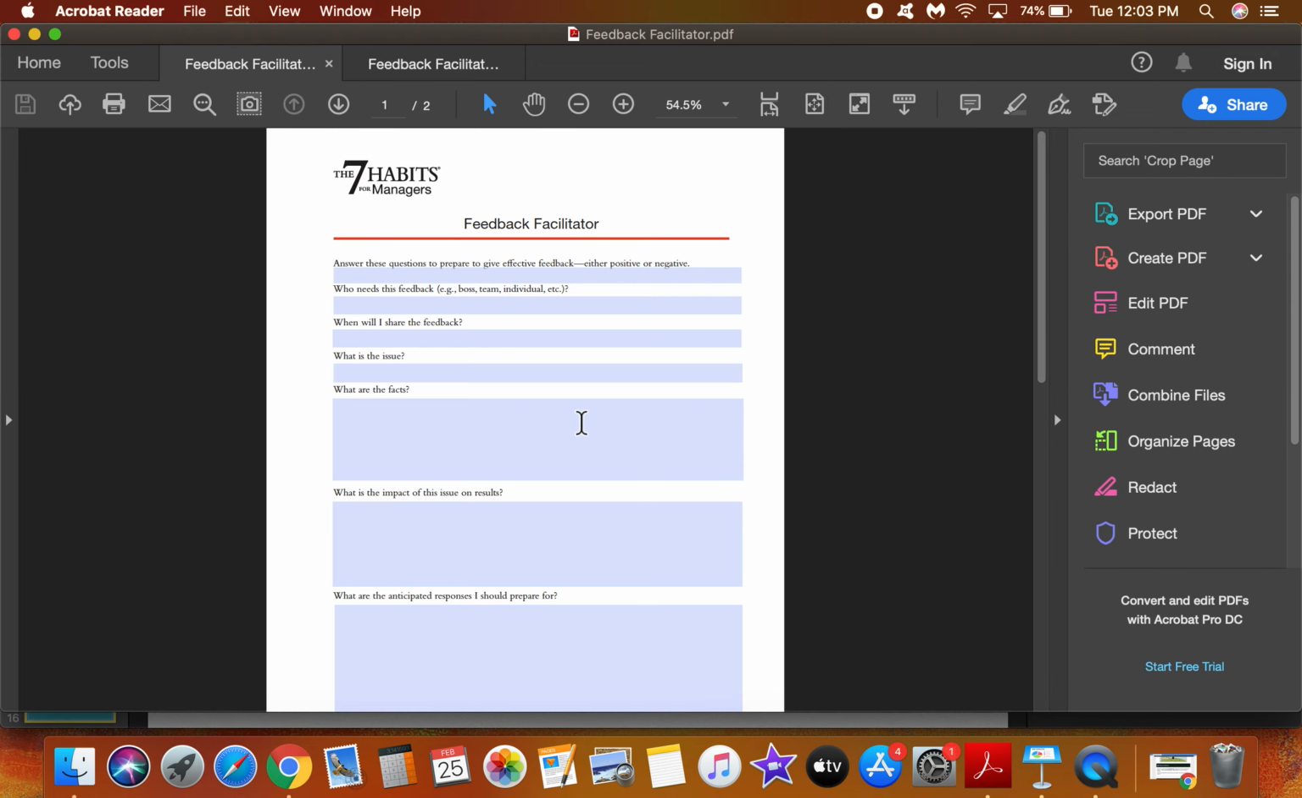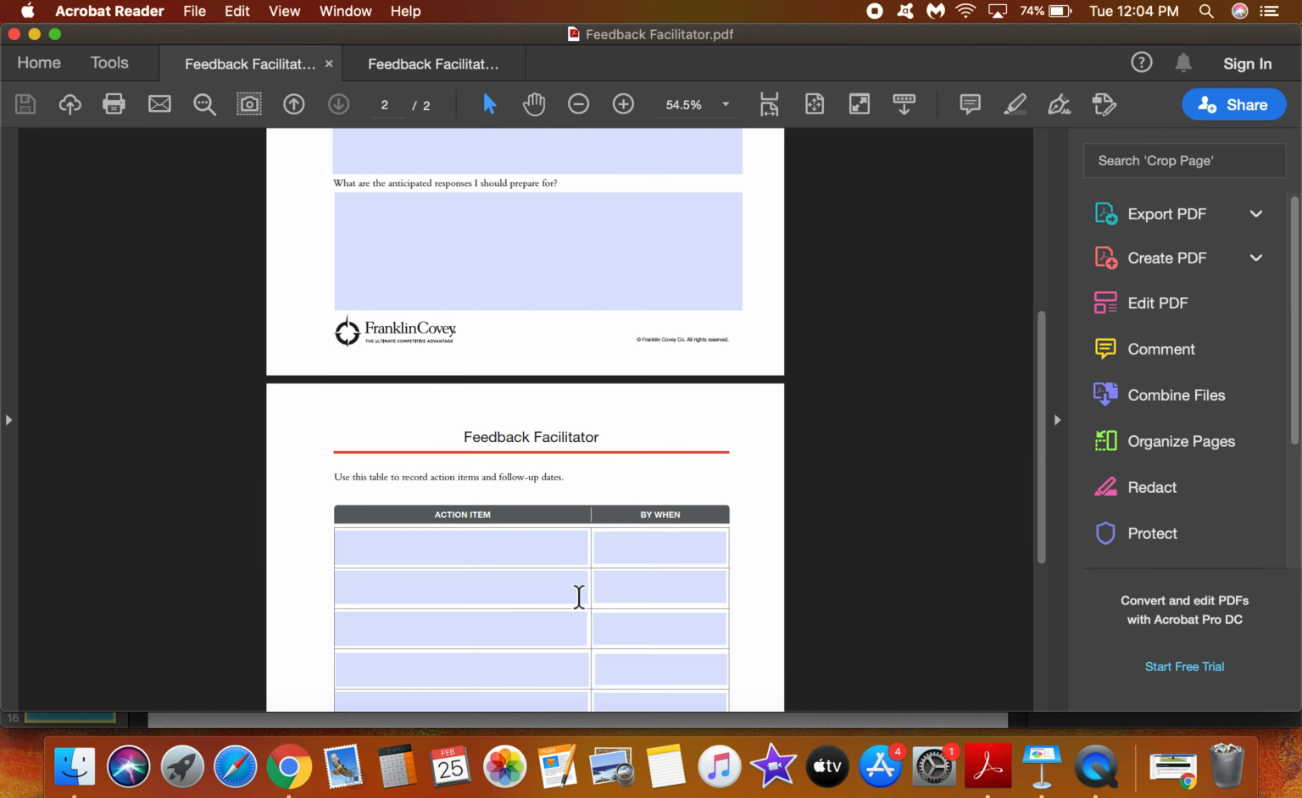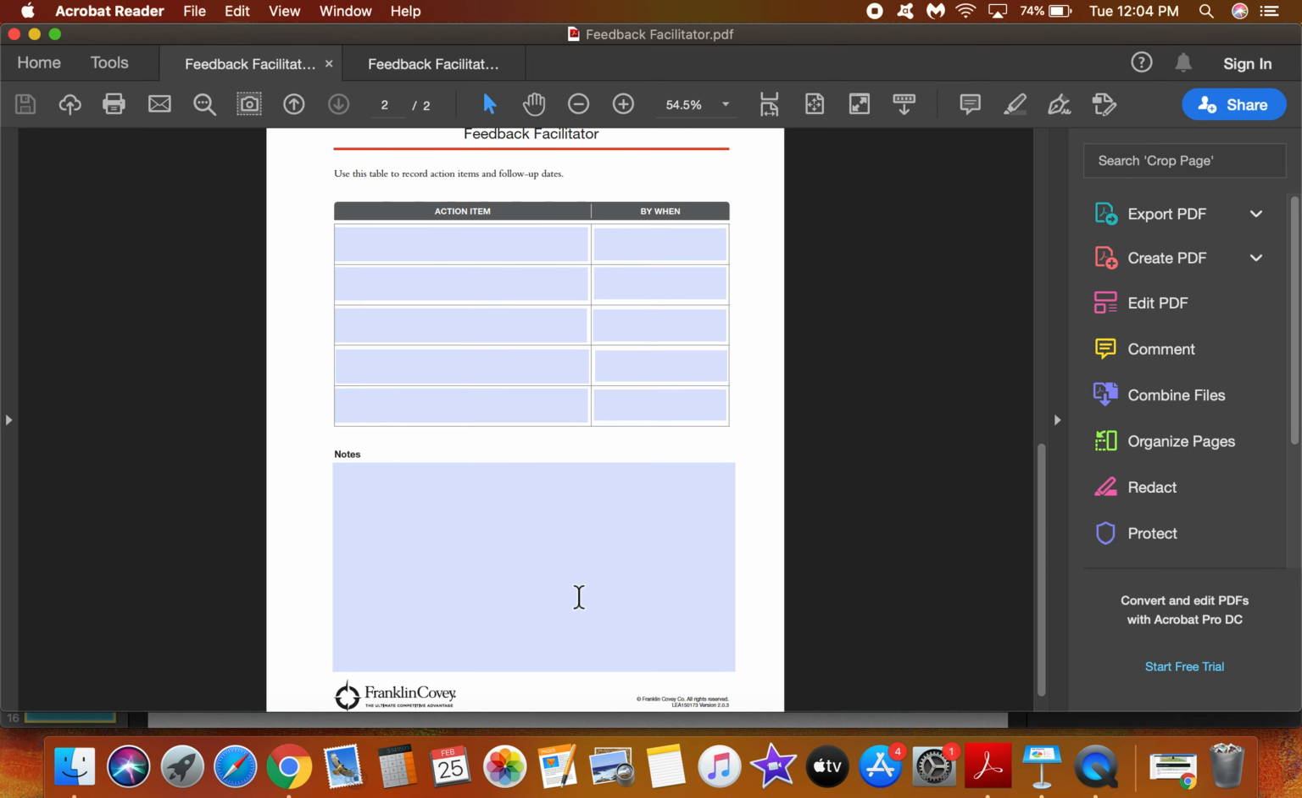So I have a blank copy here. I'll just make that smaller so you can see it. You can see all of the questions from beginning to end, how you're going to do this, who you're going to be giving it to, when, what the issue is, and then what are the facts about those issues. And what happened regarding those issues, like what was the impact that that had on the business, on yourself, on your relationship. Then here's where you get to the anticipated responses. Well, what do I think Joe is going to say if I give him this feedback, and what am I going to do about that? And then you have your follow-up on the second page. What are you going to do now that this feedback has been given?